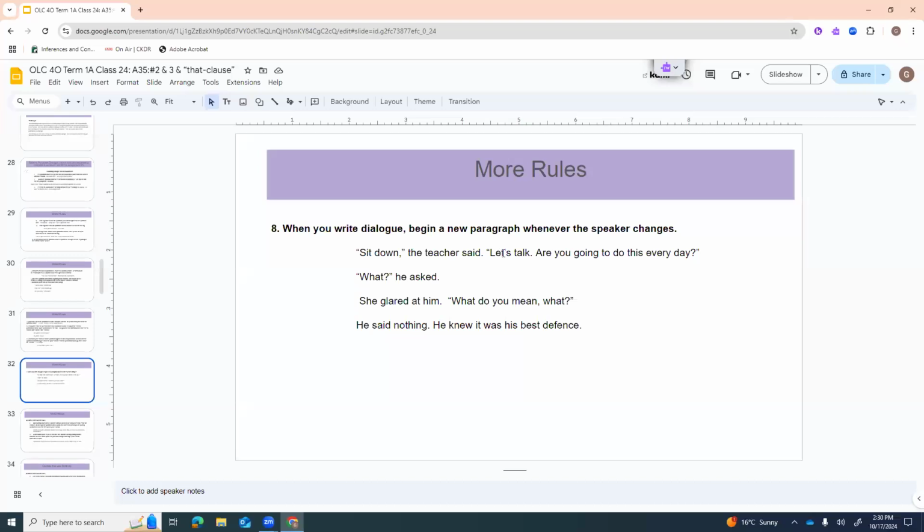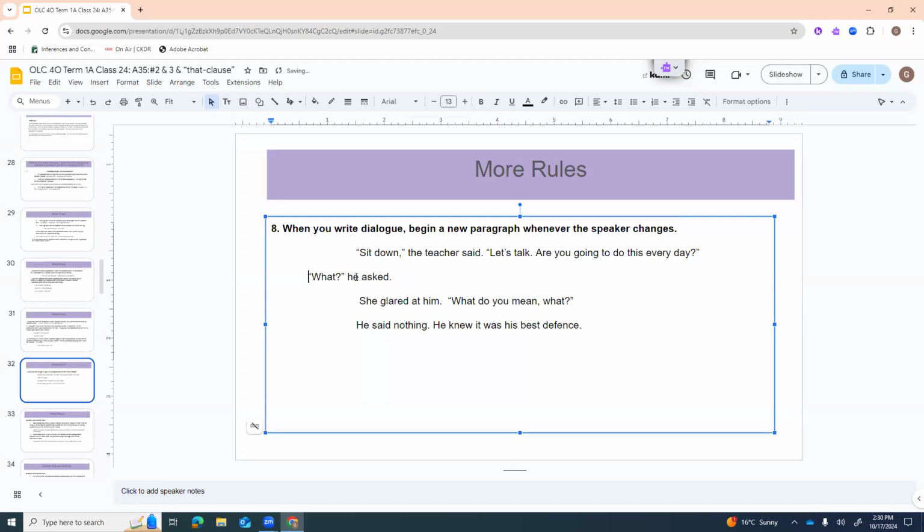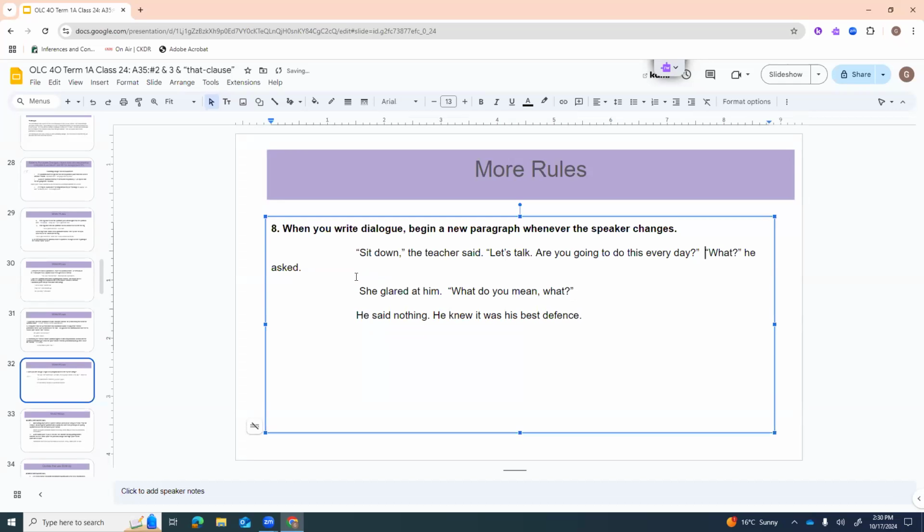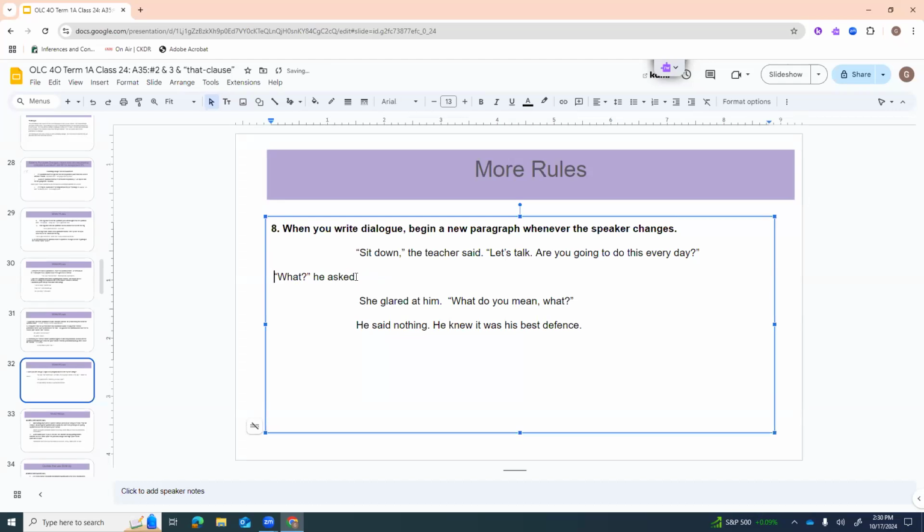Okay, when you write dialogue, begin a new paragraph whenever the speaker changes. "Sit down," the teacher said. "Let's talk. Are you going to do this every day?" Now, I can't just keep on. See, if I did this and made it part of the same paragraph, it's confusing because up until now, one person's been talking, but suddenly it switches to the other person. I'm not going to realize that as I'm reading along. So the way we show the reader it's a new person is we start a whole new paragraph. And each time a new person talks, we switch. You don't have to switch for every single sentence, but only when a new person talks.